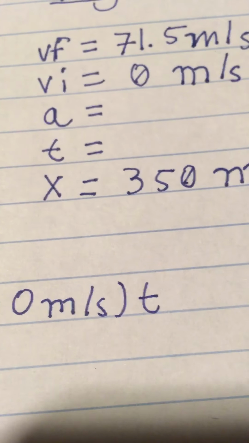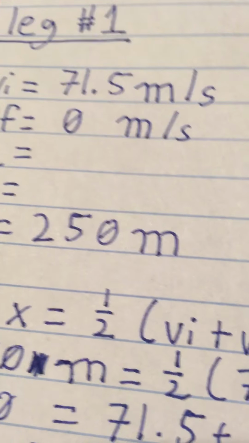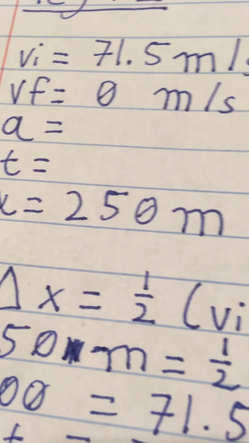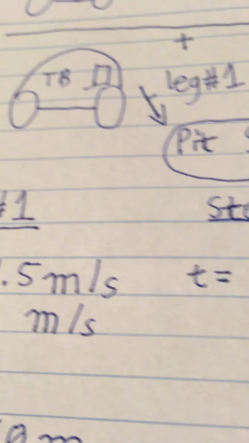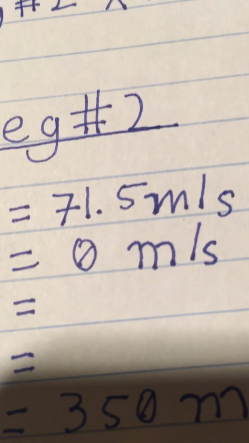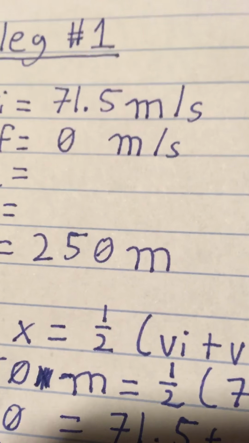There are going to be two velocity values, and one of them is going to be 71.5 meters per second and the other 0 meters per second, because when the Firebird, the Thunderbird, was decelerating, it came to a complete stop. And then when it came back on the road, it came from a velocity of 0 meters per second. And we already know its displacement values as 250 meters and 350 meters.